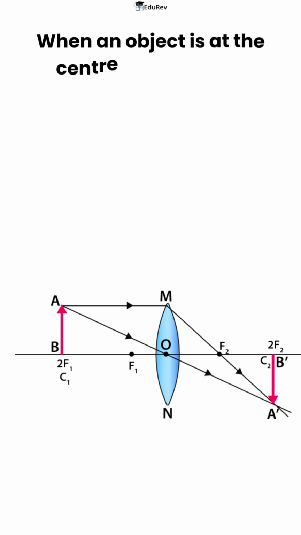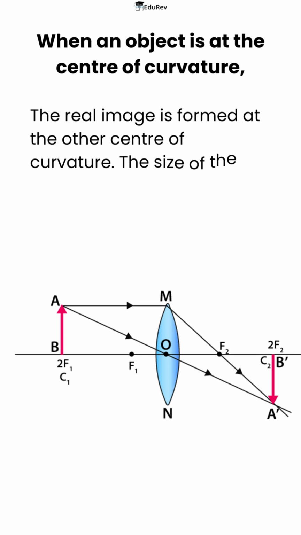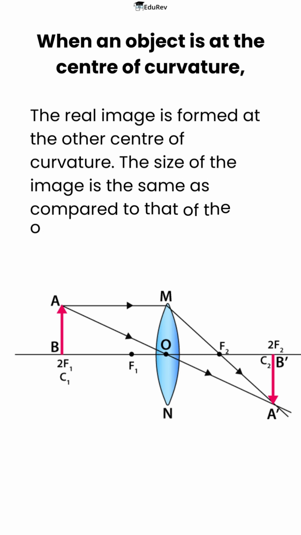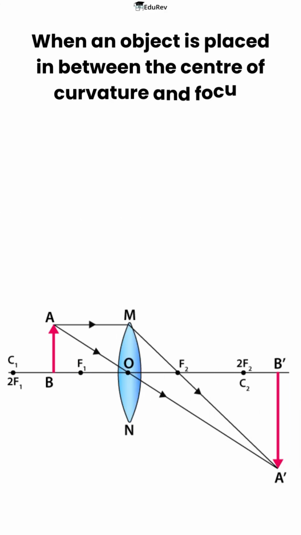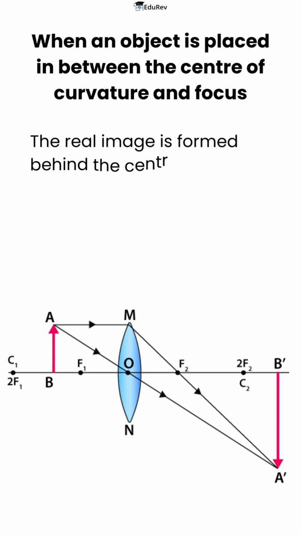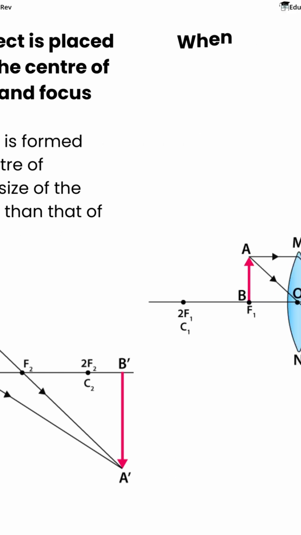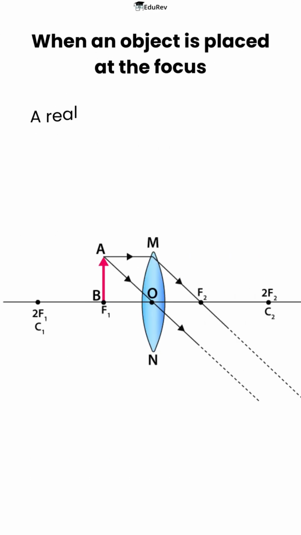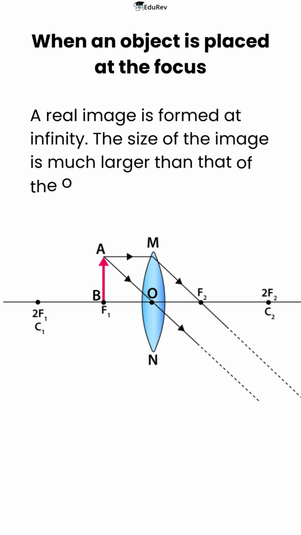When an object is at the center of curvature, the real image is formed at the other center of curvature. The size of the image is the same as that of the object. When an object is placed in between the center of curvature and focus, the real image is formed behind the center of curvature. The size of the image is larger than that of the object. When an object is placed at the focus, a real image is formed at infinity. The size of the image is much larger than that of the object.